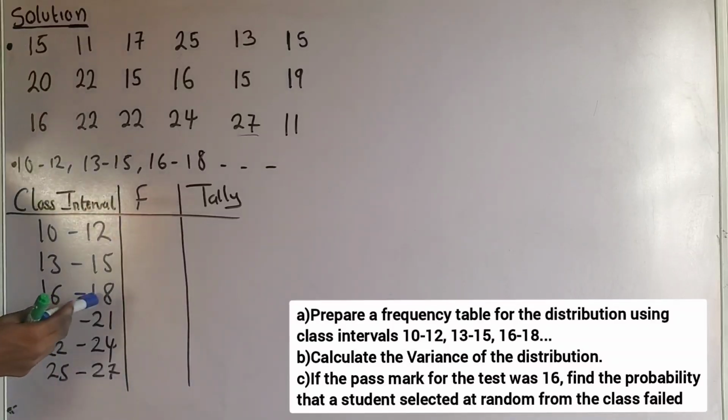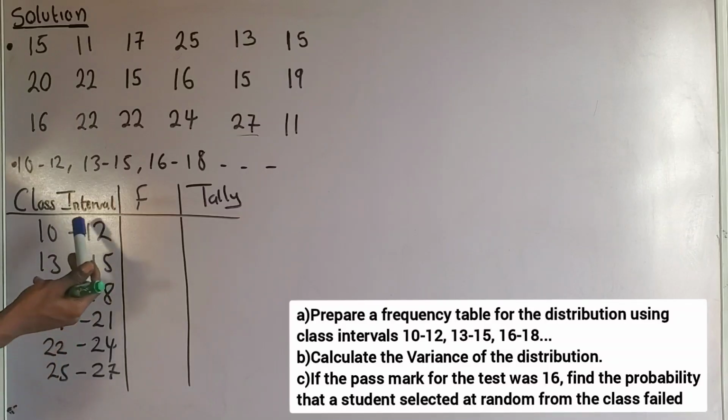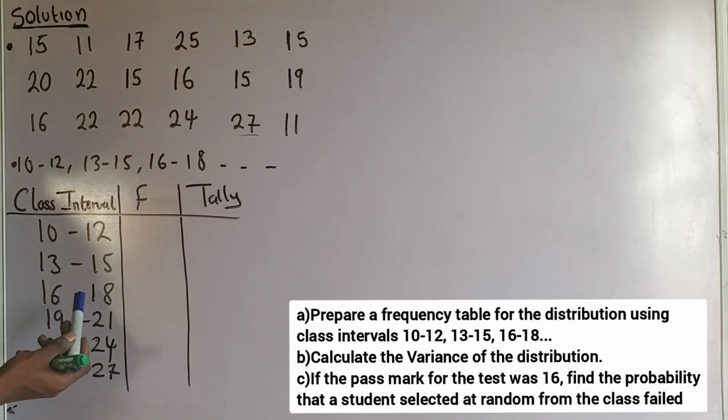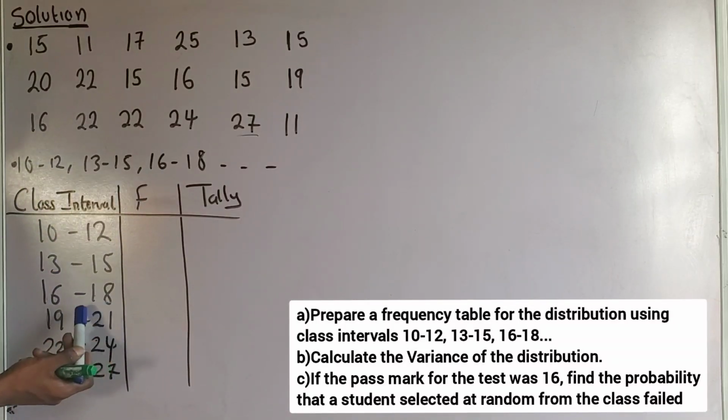Now, they gave us 16 to 18 as the last class interval. To get the next class interval, take the difference between 18 and 16. That is what? 2. Are you getting it? 2 is the difference between each class interval. For example, 12 minus 10 is 2, 15 minus 13 is 2, 18 minus 16 is 2. You understand? Now, because 18 is the last number here, you are not going to start with 18 again. That's when you start with 19.